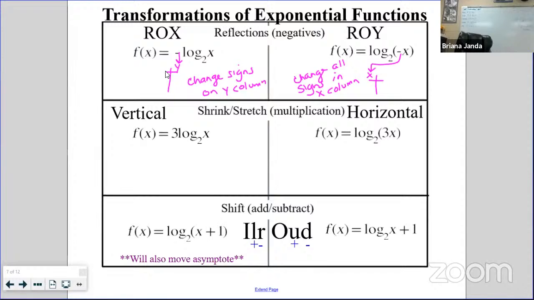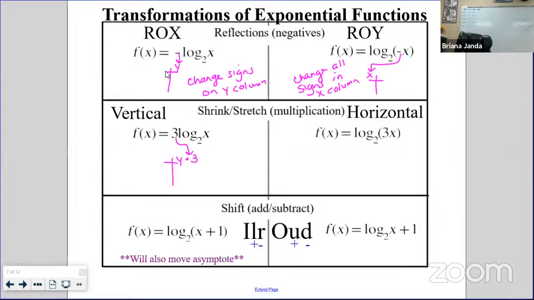Okay. Then similarly, I have now looked for all of my negatives. Now I move down to, is there any multiplication? If the multiplication happens on the outside, this is the one where we have to pay attention to, do we change it or not? On the outside, we use what is exactly there. So I would multiply the y column by what is outside. So I multiply my y column by 3.